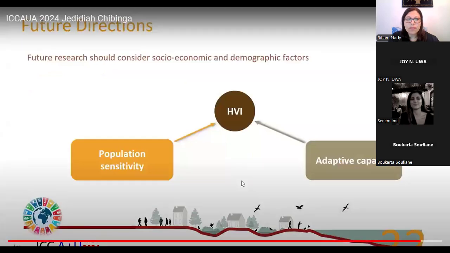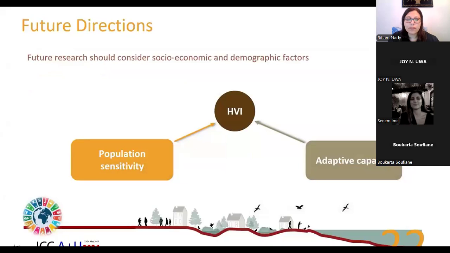In terms of the future directions of this research, further research in Lusaka should consider the socio-economic as well as the demographic factors that affect heat vulnerability. This will ensure that a more comprehensive vulnerability assessment is carried out for the city of Lusaka and more effective mitigating strategies and methods are employed.